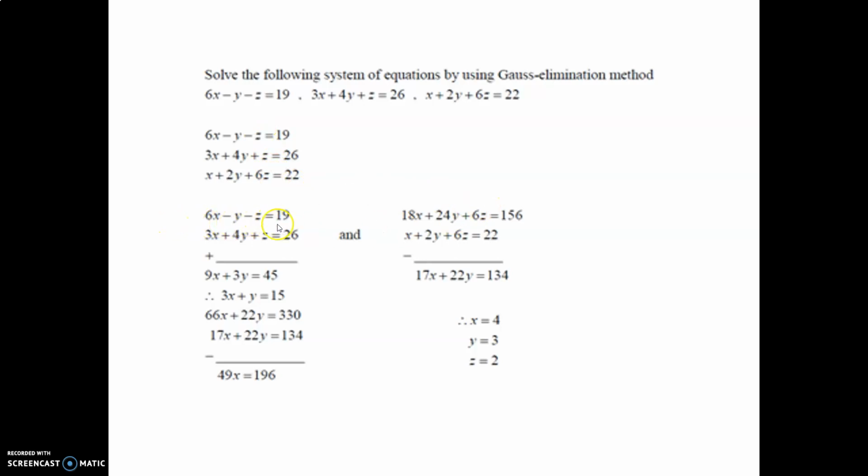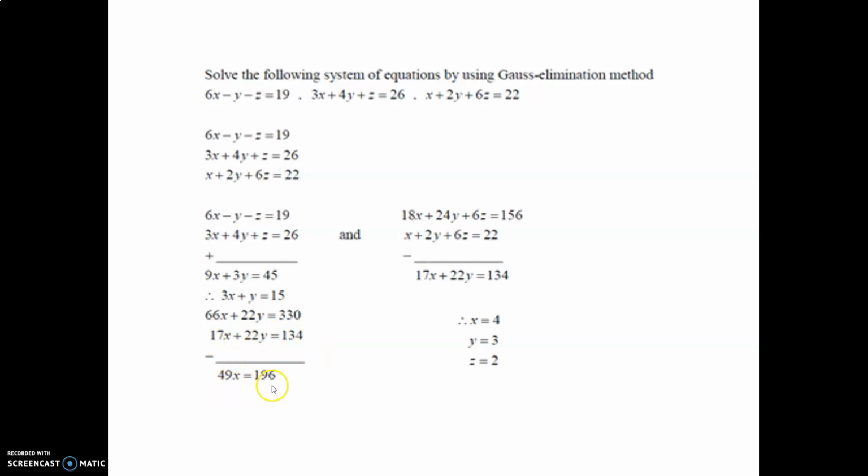6x minus y minus z equal to 19, 3x plus 4y plus z is equal to 26, 18x plus 24y plus 6z is equal to 156, x plus 2y plus 6z equal to 22, 9x plus 3y equal to 45, 17x plus 22y is equal to 134. So we take 3 common: 3x plus y equal to 15. Now we consider 6x plus 22y equal to 330, 17x plus 22y is equal to 134.